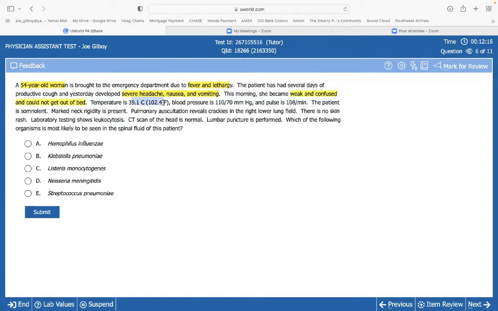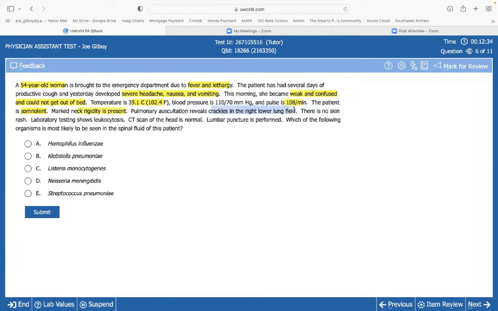She's febrile. Blood pressure is okay. The patient is somnolent, which is not normal for a 54-year-old female. And she's got a rigid neck. So you're going, okay, I think she's got meningitis, Joe. She's got crackles in the right lower lung.